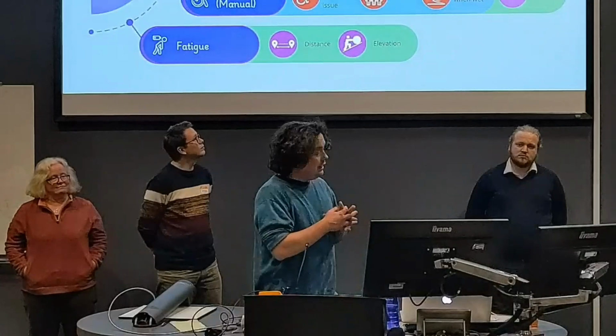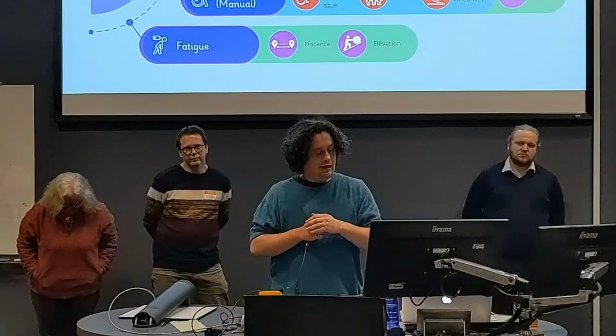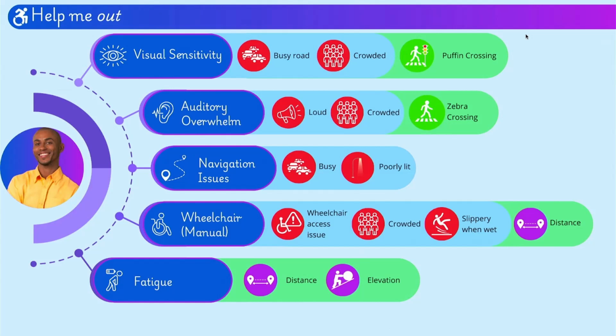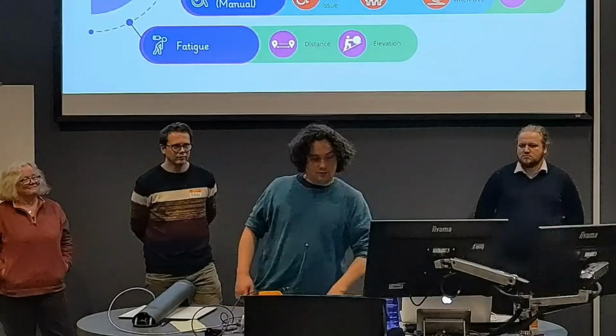I'd like to introduce Tristan. Tristan is a wheelchair user who's also autistic, and they struggle with some visual sensitivity, some navigation issues when they're overwhelmed at certain times, and also generally use the wheelchair. And as we can see, there are the related tags, which are areas of difficulty, and there are also areas we want to highlight that are good routes for them to take. And then we use our wonderful design.